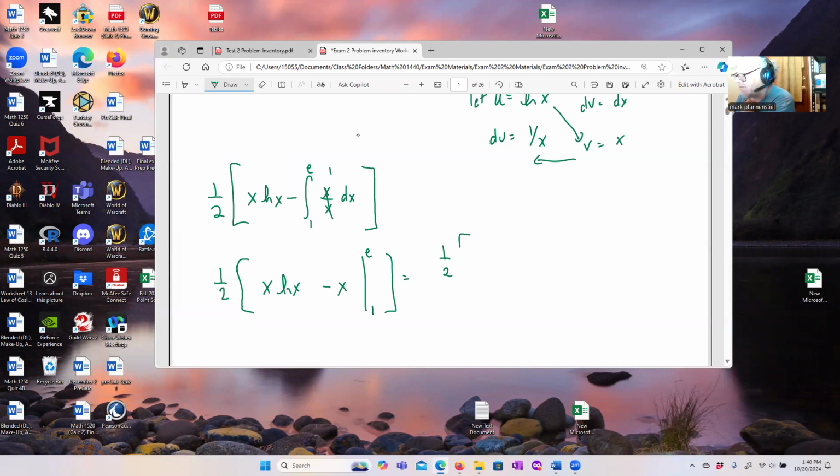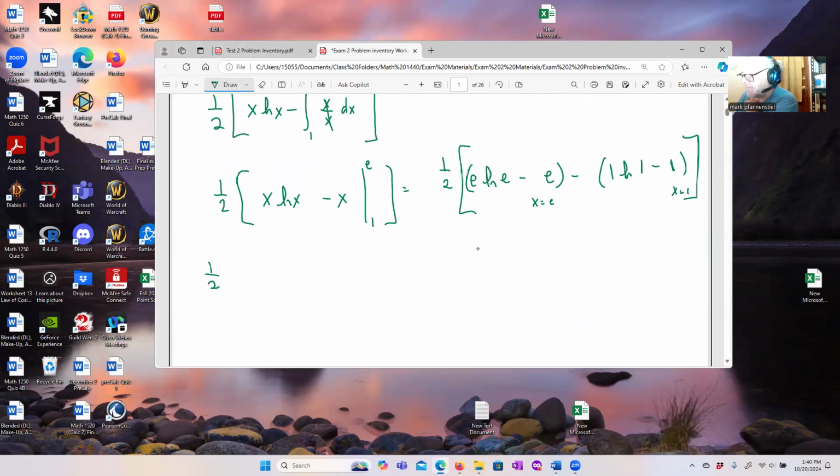We have 1/2, and I'm going to type in e natural log of e minus e. That's x evaluated at e. You can say that. Minus, and then we're going to have 1 ln of 1 minus 1. And this is x evaluated at 1. Okay, let's see what we end up with. So we have our 1/2 sitting outside here, so that's not going anywhere.